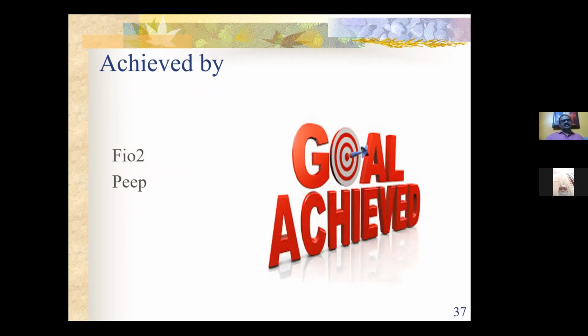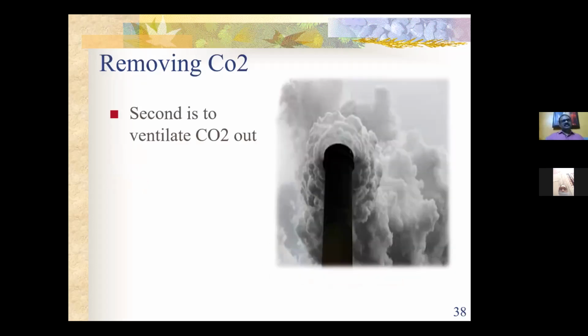parameters that you are going to adjust for the oxygenation part. The second one is basically maintaining an adequate, or appropriate, level of carbon dioxide. So basically, the second is to ventilate the carbon dioxide out, to bring out the carbon dioxide that is being produced inside, or is present in many patients. So first is oxygen, which is mainly controlled by tinkering with the FiO2 and the PEEP.